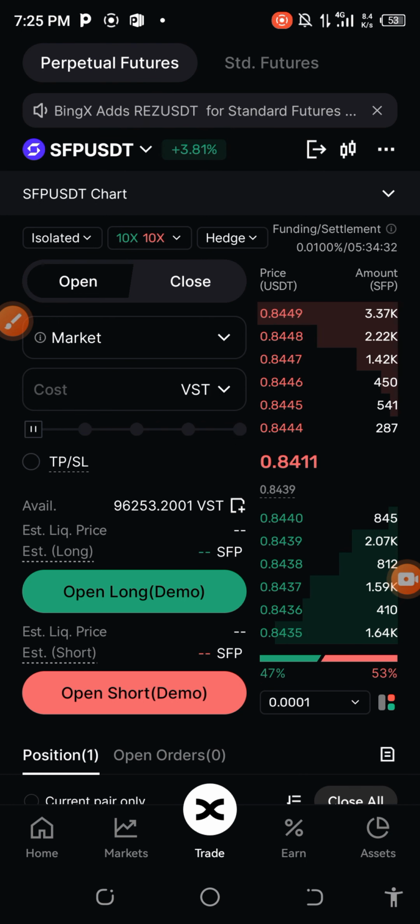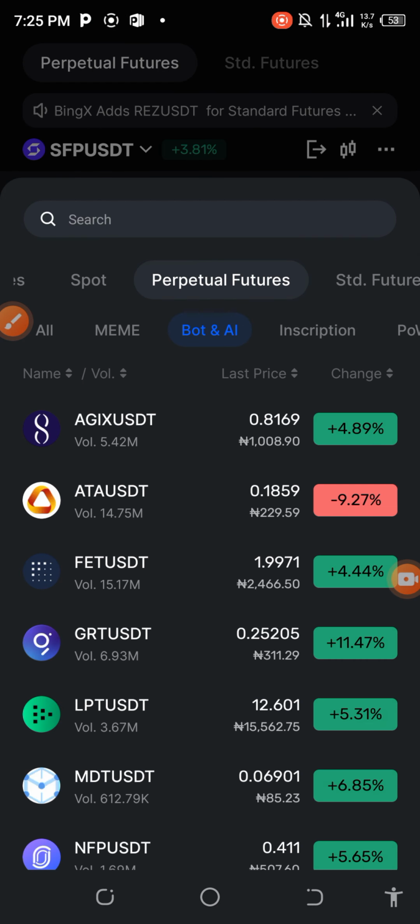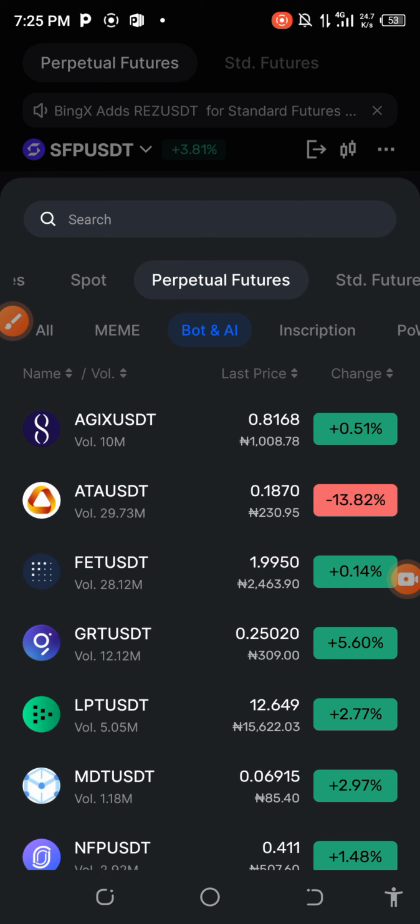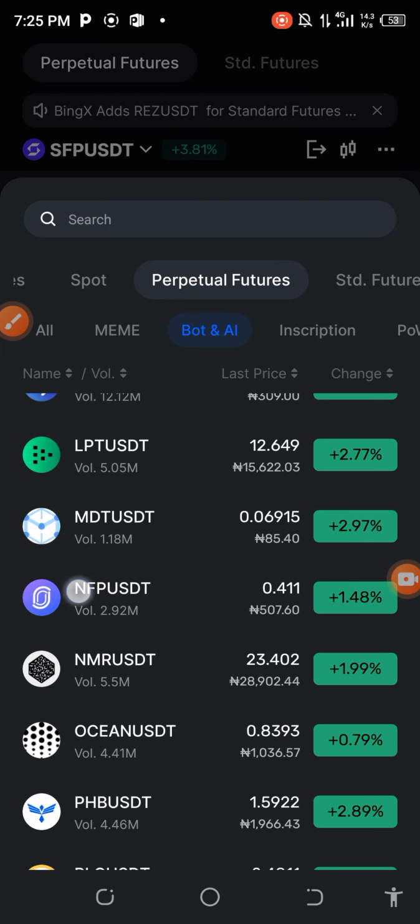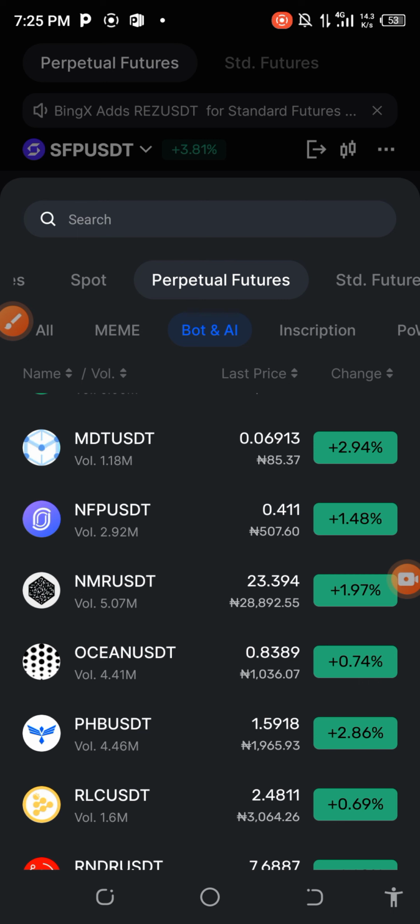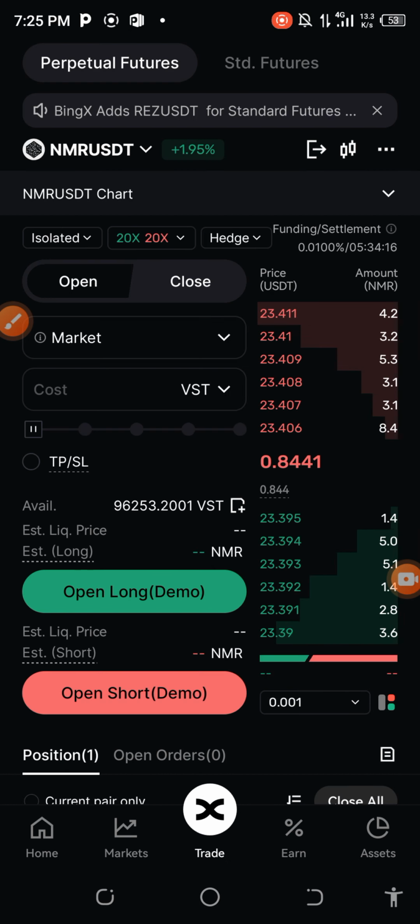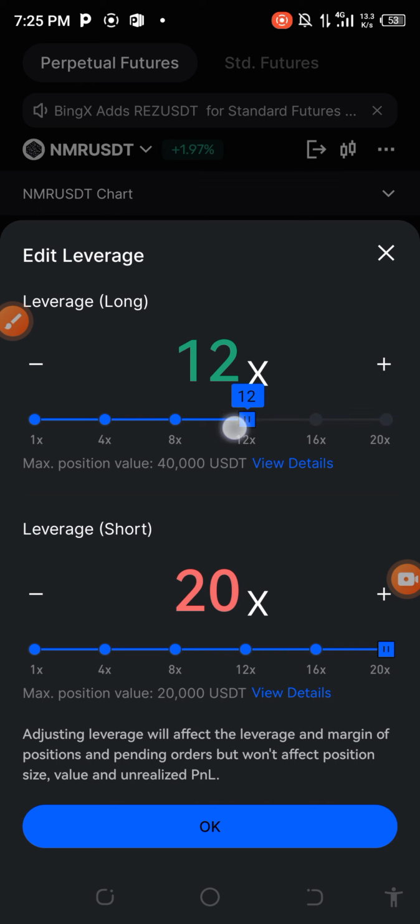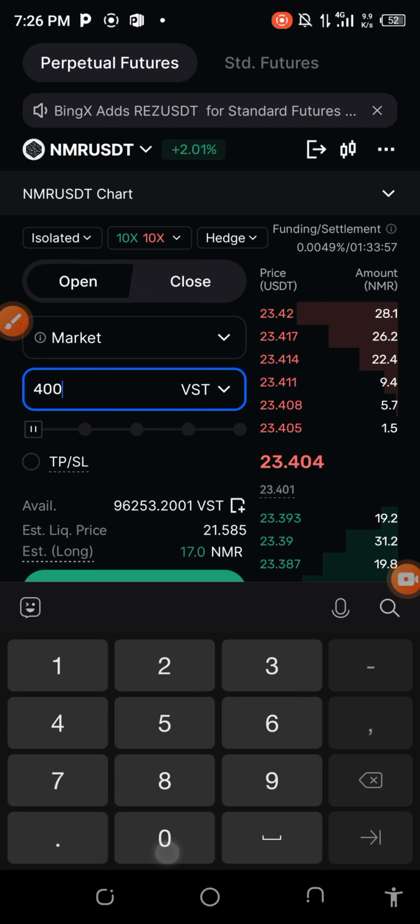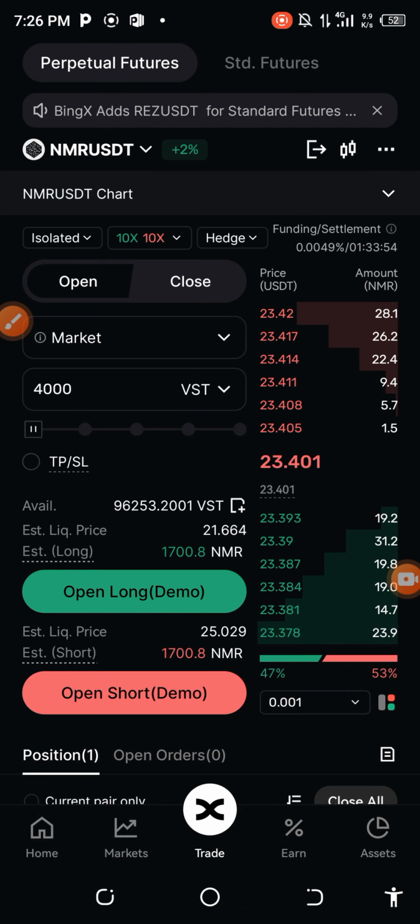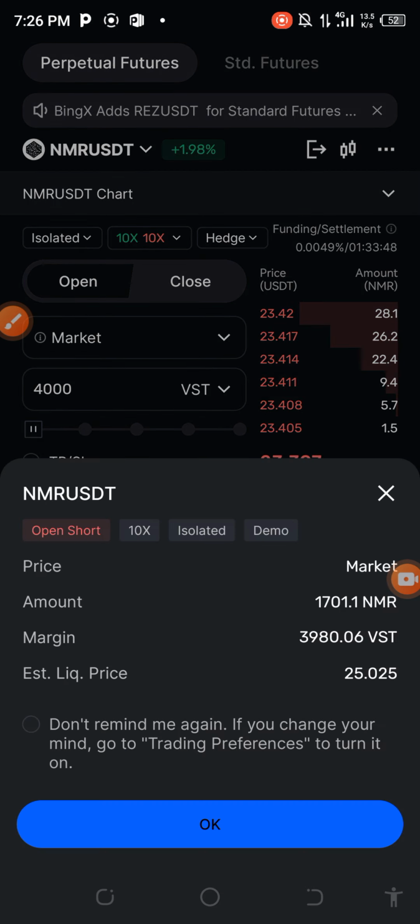Okay. Then I want to pick the second trade now. Let me see the top gainers. Okay, one of the top gainers here, I can say this NMR. I can see it's in 20x. I want to change it back to 10x. I'll change it back to 10x. Okay, so I still have my capital that I've divided. I want to use another $4,000, which happens to be one-fifth of my $20,000 from my $100,000. Okay, so I want to short the market too.